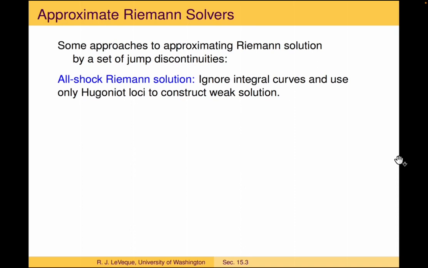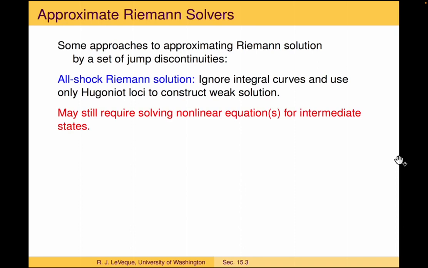But that would give you one way of defining an approximate Riemann solver, and we did that for the scalar case, for example, and we saw that that works just fine as long as you're not in the transonic rarefaction case. But if we look at doing this for a system, even if we ignore the rarefaction waves, we still have to find the intersections of these shock Hugoniot loci, and that can be expensive.